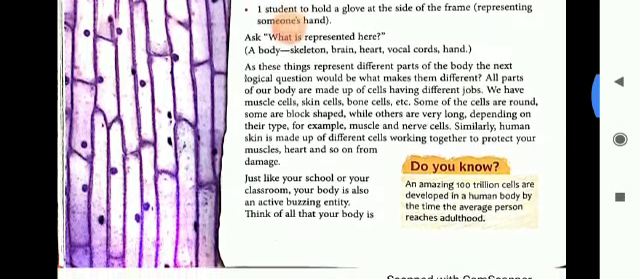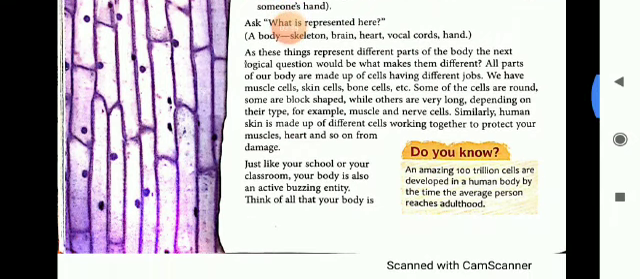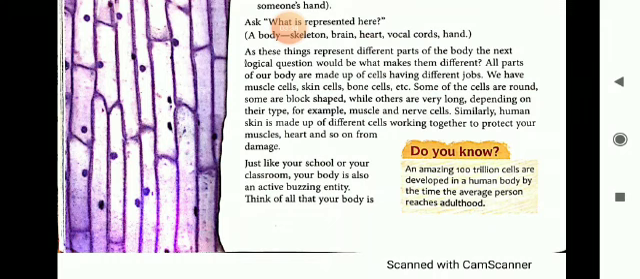As these things represent different parts of the body, the next question would be: what makes them different? All are body parts of the human being. So, what is different there? All the parts of the body are made up of cells having different jobs. All of these parts perform different functions. For example, muscle cells, skin cells, bone cells, etc. And some of the cells are round, some are block shaped, while others are very long, depending on their type.